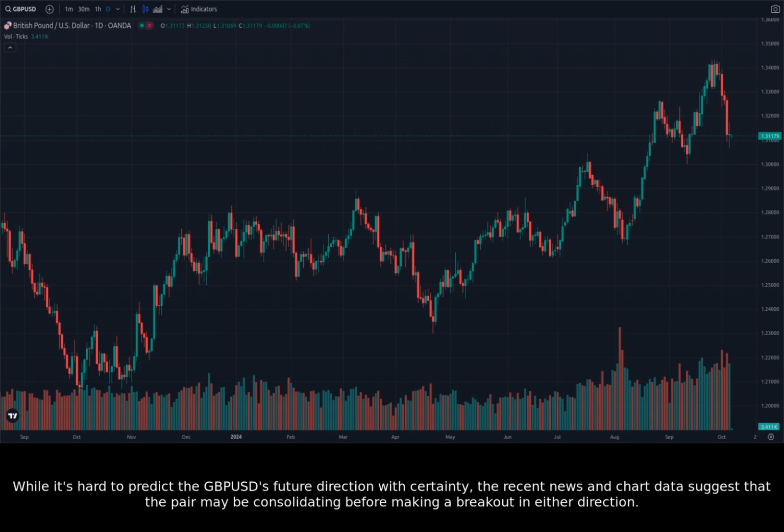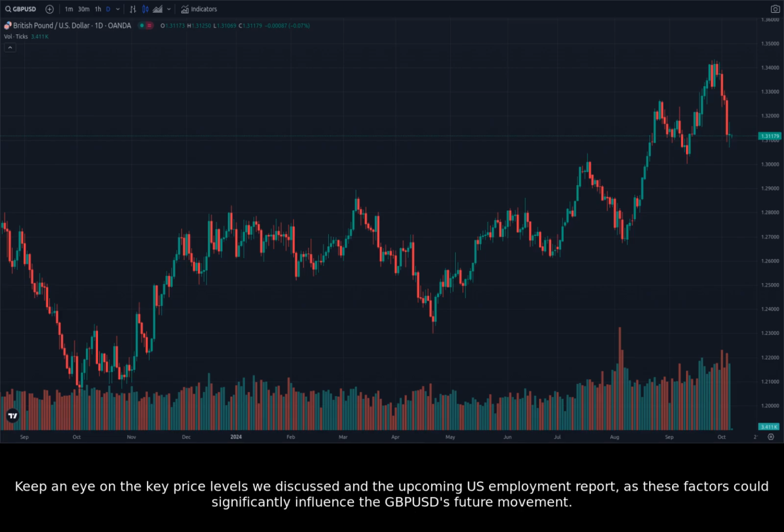While it's hard to predict the GBPUSD's future direction with certainty, the recent news and chart data suggest that the pair may be consolidating before making a breakout in either direction. Keep an eye on the key price levels we discussed and the upcoming U.S. employment report, as these factors could significantly influence the GBPUSD's future movement.